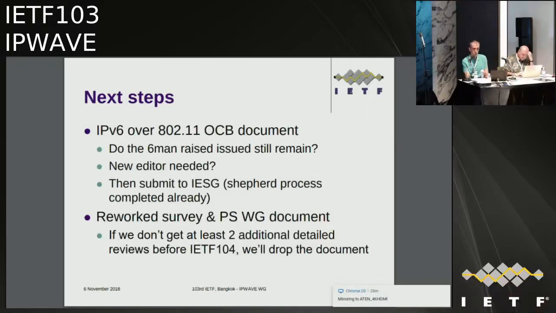So we really need at least two additional detailed reviews. It's not about typos or editorial kind of review, but really on the content of the document before IETF 104. And we need a new version of the document before the meeting. By before the meeting, I don't mean 2 days before the submission deadline, but at least one full iteration before. So basically two additional versions before IETF 104. Otherwise, I guess we have been waiting for quite a long time, so we may be forced to drop the document if there is no energy on this. We will discuss that later as well.